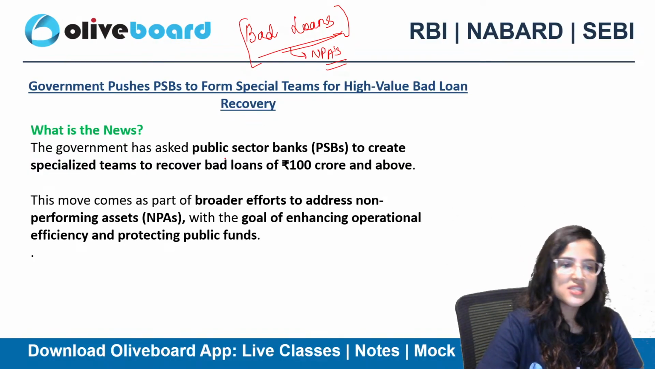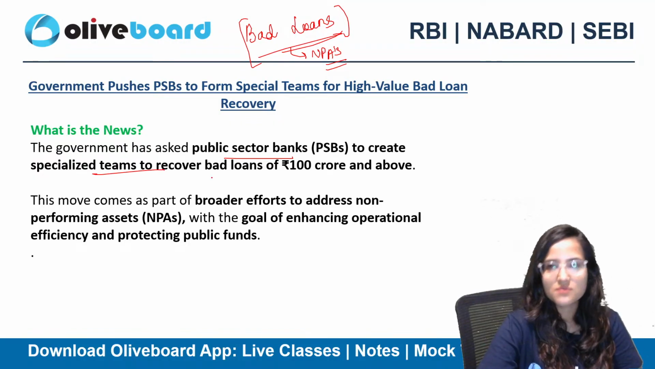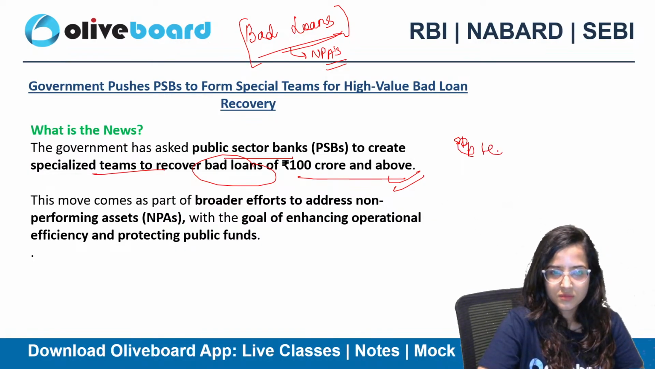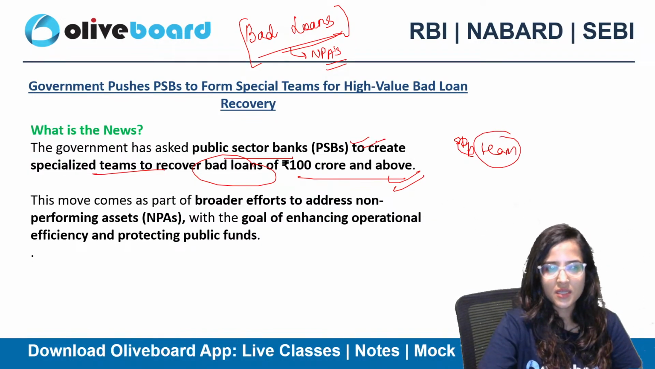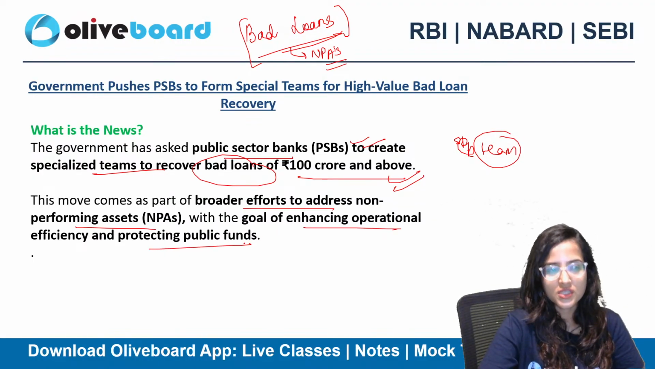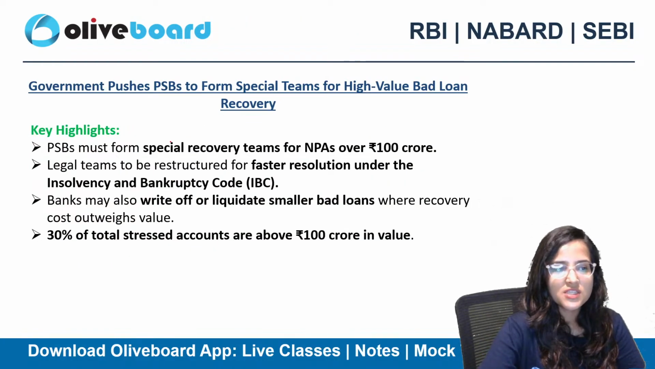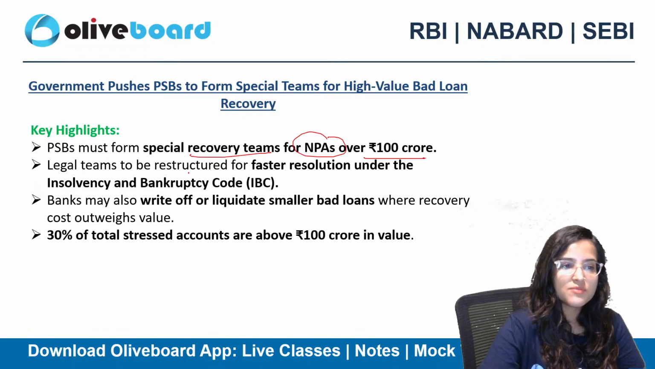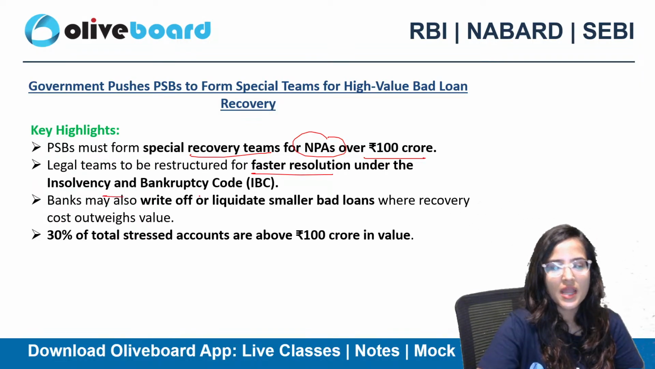So the government has asked the public sector banks to create specialized teams in order to recover bad loans of 100 crore and above. Okay, so a special team has to be created by the public sector banks to recover the bad loans of 100 crore and above. And this comes as part of broader efforts to address the NPAs with the goal of enhancing operational efficiency and protecting the public funds. Okay. PSBs must form special recovery teams for NPAs over 100 crore, legal teams to be restructured for faster resolution under IBC.